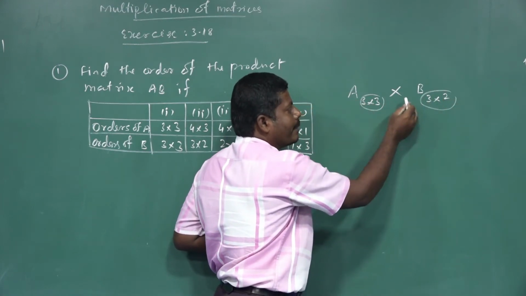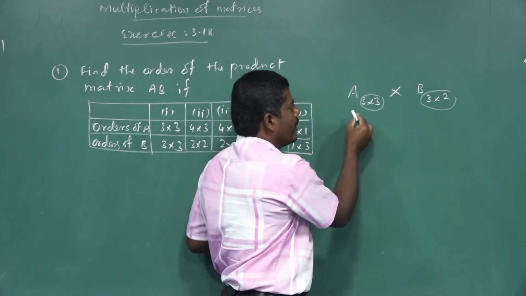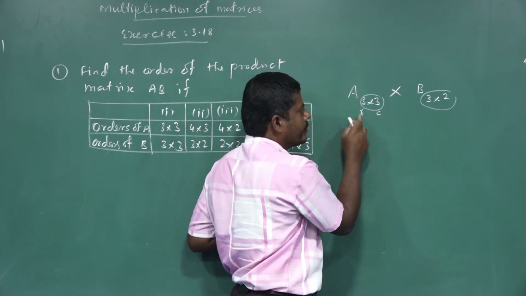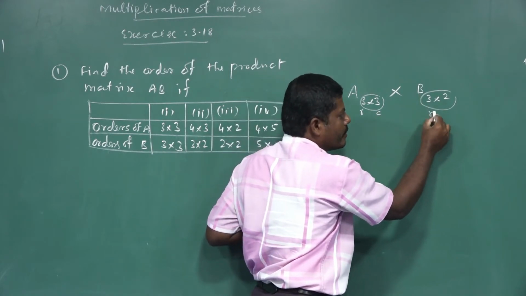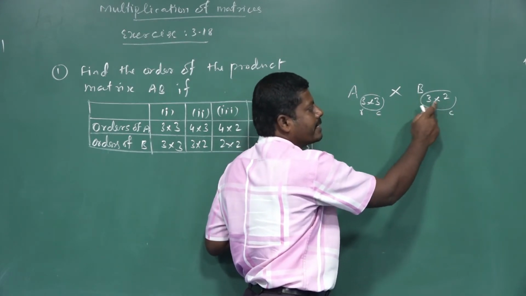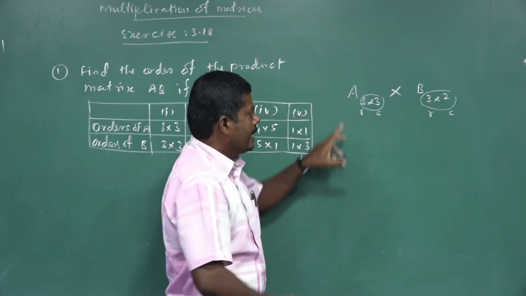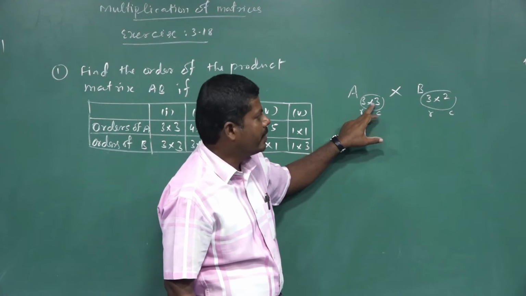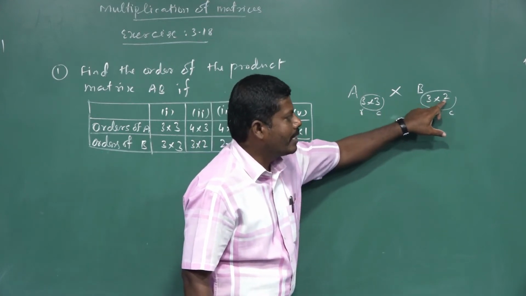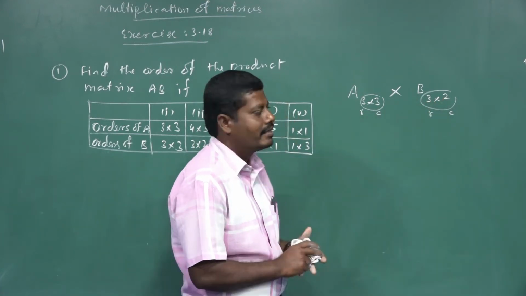If you want to multiply both the matrices, this is row, this is column. First one is row, second one is column. In B matrix also, first one is row, second one is column. A matrix has 3 rows, 3 columns. B matrix has 3 rows, 2 columns, a 3 by 2 matrix. Understand?